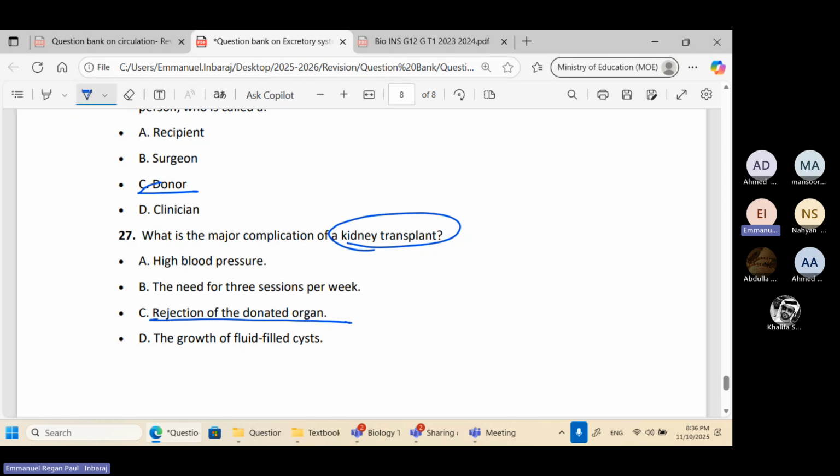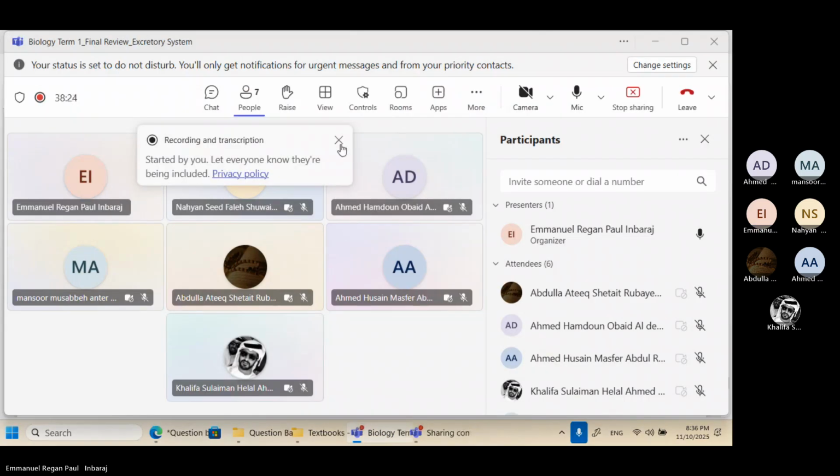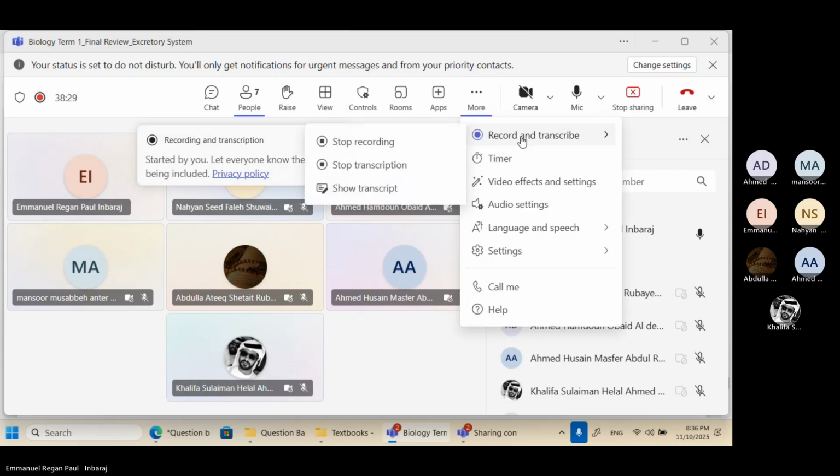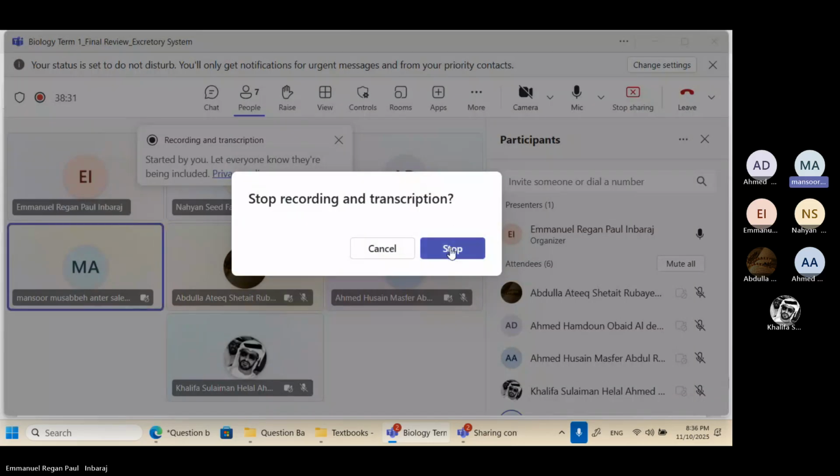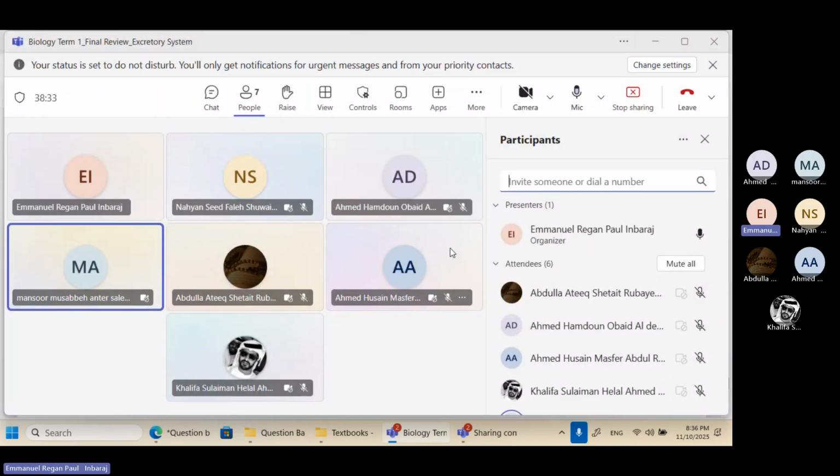So this is the end of excretion. Okay, wait, let me stop this. Now what lesson will we get? One minute. Okay, now I have stopped.